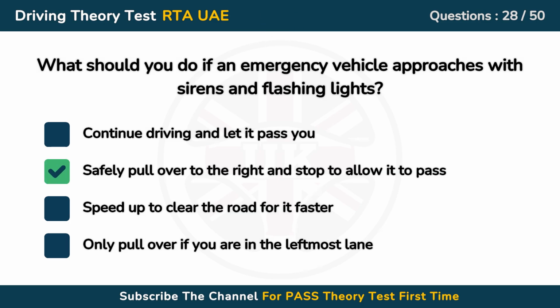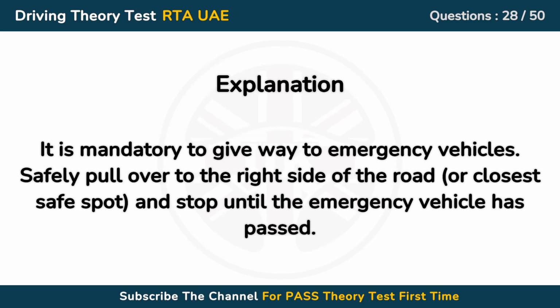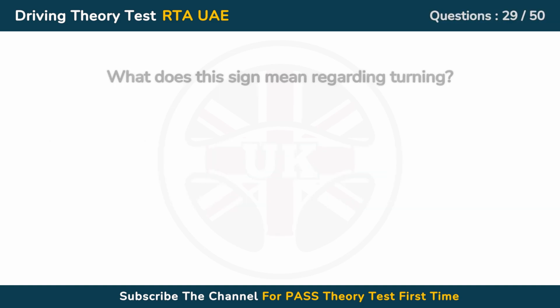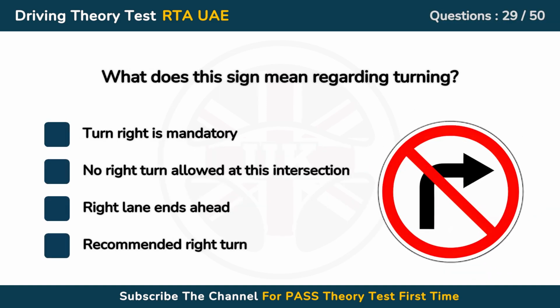Answer is B. Safely pull over to the right and stop to allow it to pass. It is mandatory to give way to emergency vehicles. Safely pull over to the right side of the road or closest safe spot and stop until the emergency vehicle has passed. Question 29. What does this sign mean regarding turning?